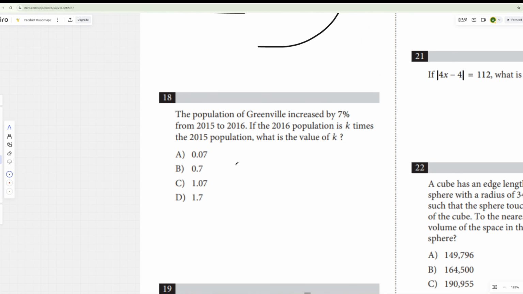Number 18. The population of Greenville increased by 7% from 2015 to 2016. The 2016 population is K times the 2015 population. What is the value of K? Alright, so if we have basic understanding of percentages, we're going to know that it's going to be C. But to test to make sure we're correct, let's say in 2015 the population was 100. It increased by 7%. So in 2016, 100 plus 7% is just 107, right? We know how to do that. 7% of 100 plus 100 gives us 107.